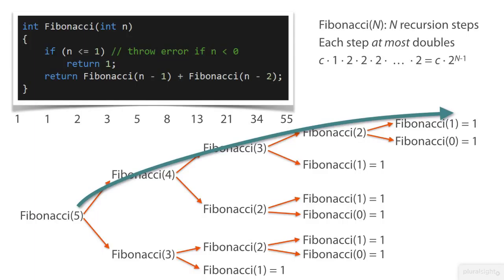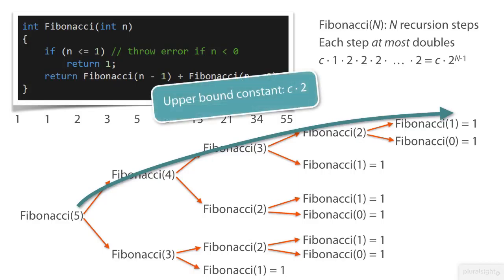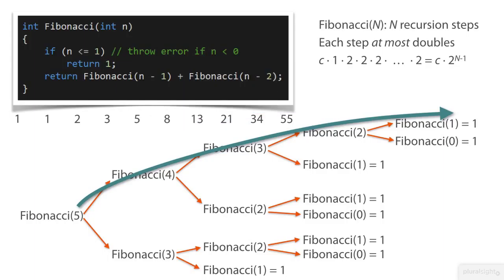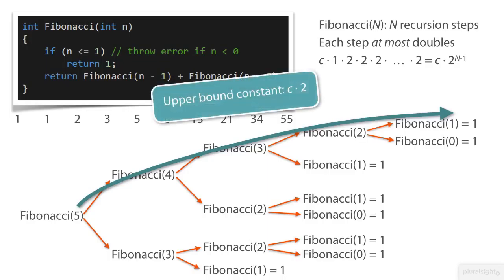And since the number of function calls doubles at each level, it can be expressed as 2 times 2 times 2 and so on, or c times 2 to the power of n minus 1 to be precise, because we do not enter the recursion for values of n smaller than or equal to 1. If we should come up with some upper bound for that expression, we could use this constant c, but maybe the double value, for example c times 2. So an upper bound can be written like this.